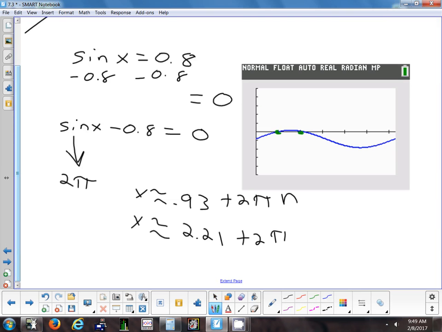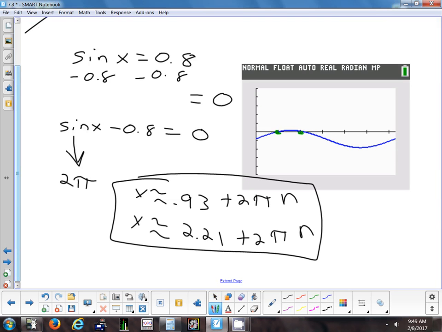And what does n represent? Any integer. So you can add or subtract any multiple of 6.28 to either one of those answers, and you can get the next 2 answers in the next period or in the period before. If n was negative, you'd be subtracting. Okay, so those are 2 answers.